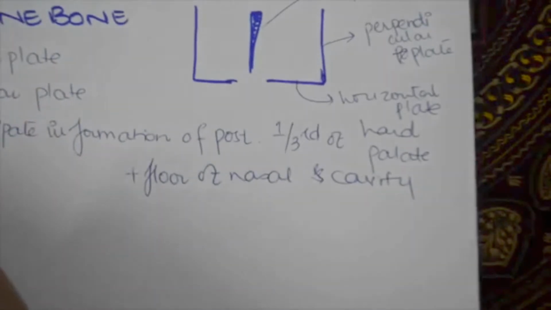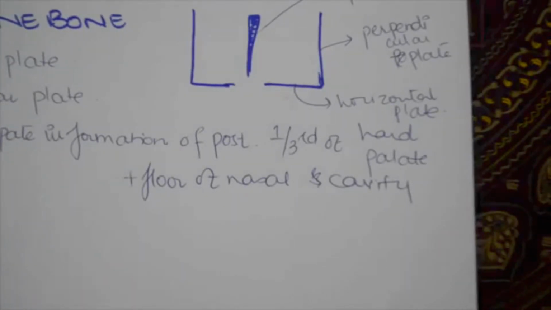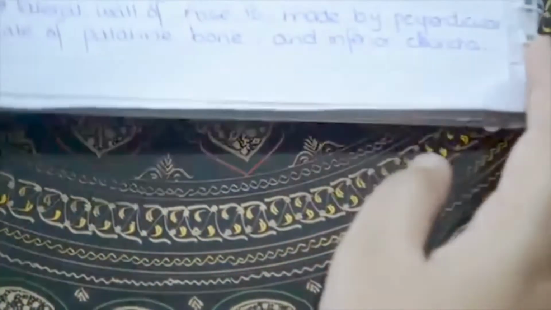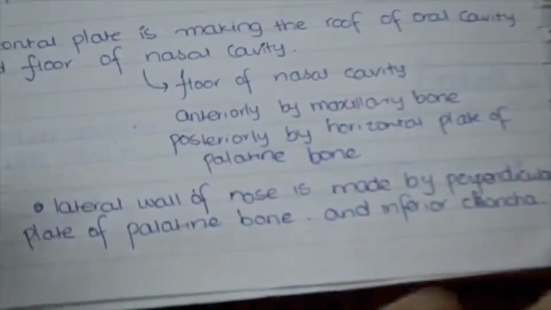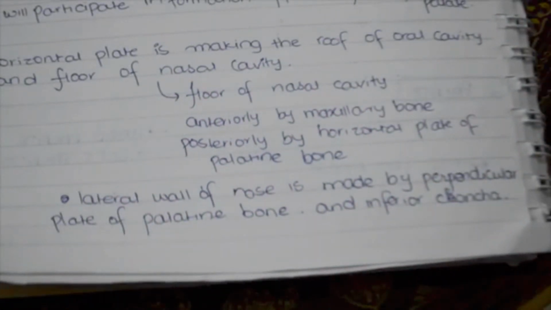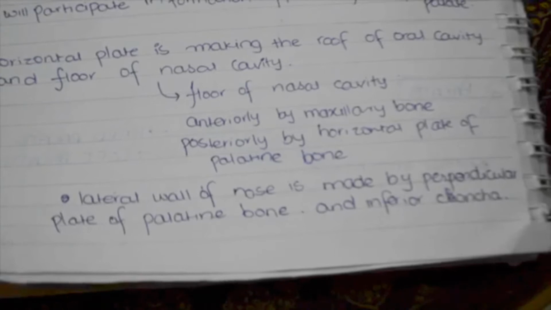So anteriorly the floor of the nasal cavity is formed by the maxillary bone. Write it down. The floor of the nasal cavity anteriorly is formed by the maxillary bone, and posteriorly it is formed by the horizontal plate of the palatine bone. And the lateral wall of the nose is made by the perpendicular plate of the palatine bone and inferior concha.